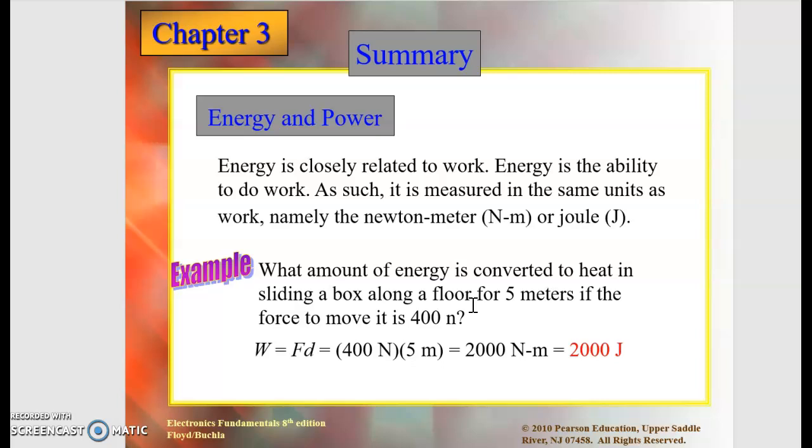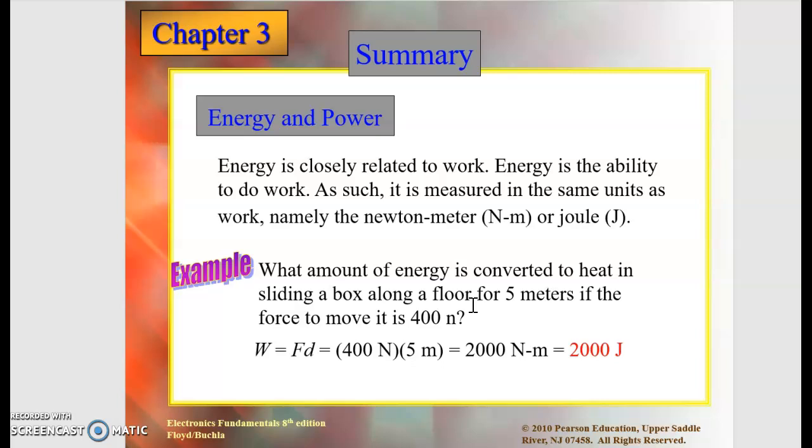Work is very closely related to energy. Energy is the ability to do work, and the units are joules, while power is the rate at which energy is used. We will define power a couple of slides ahead. But power and energy are closely related, because energy is just the ability to do some work, and power is the rate at which energy is used.